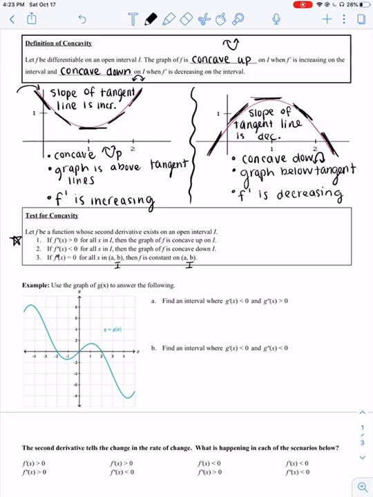Okay, so we're going to look at this example down here. Use the graph of g of x to answer the following. We're just going to find an interval where g prime of x is less than 0 and g double prime of x is greater than 0. So let's think about what this means.